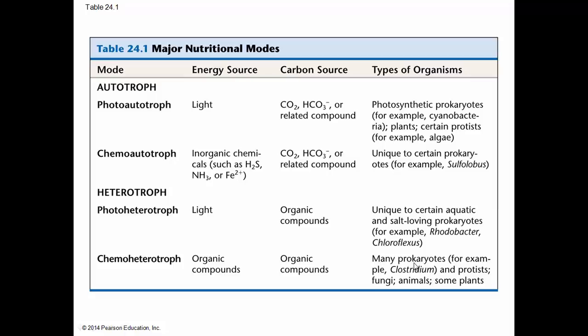So these are the major nutritional modes, and they include descriptions of most of the prokaryotes. Prokaryotes fall into all of these categories. There can be prokaryotes that fit into any one of these categories. Other categories are distinct to plants, for example the photoautotrophs, or animals and fungi like chemoheterotrophs.